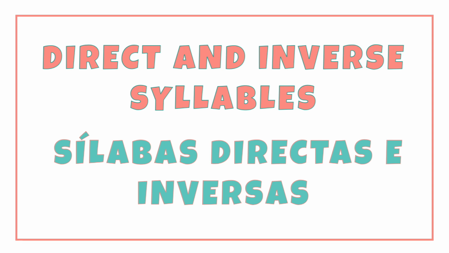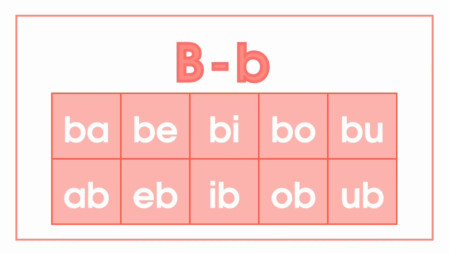Direct and inverse syllables. Sílabas directas e inversas. Let's begin with the sound B. These syllables are read as follows. Ba, be, bi, bo, bu. And the inverse syllables ab, eb, ib, ob, ub.